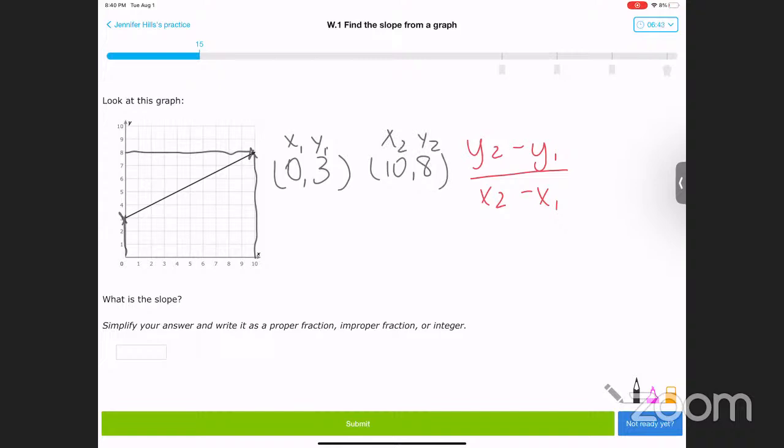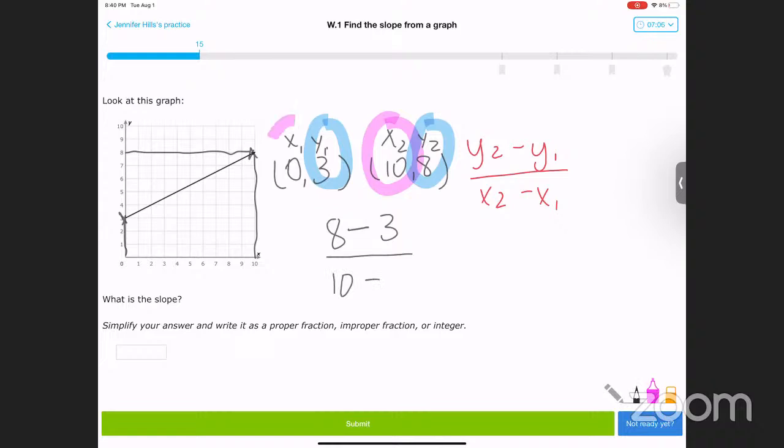Now let's just plug and chug in our formula. Y2 is 8 minus y1, which is 3, over x2, which is 10, minus x1, which is 0.